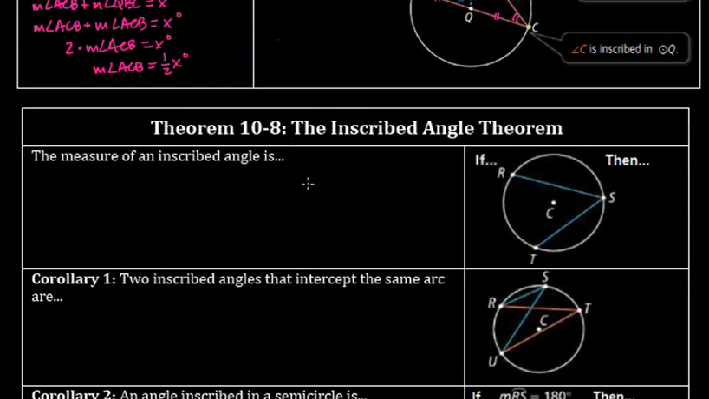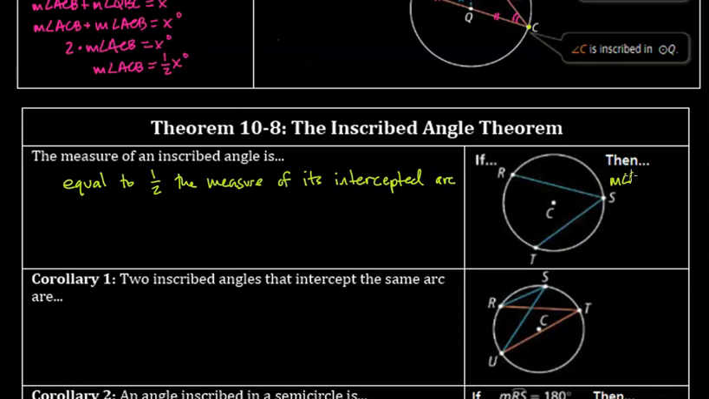Theorem 10-8 is going to say the measure of an inscribed angle is equal to 1/2 the measure of its intercepted arc. So in this picture, if I have my inscribed angle, angle S here, the measure of angle RST will be 1/2 the measure of arc RT.